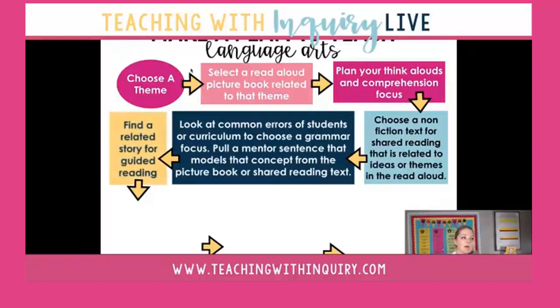The next step is I'm going to find a related story and use that for guided reading. So I'm going to take some of the independent reading levels that my students might have, and I'm going to pull those out and use that for guided reading.